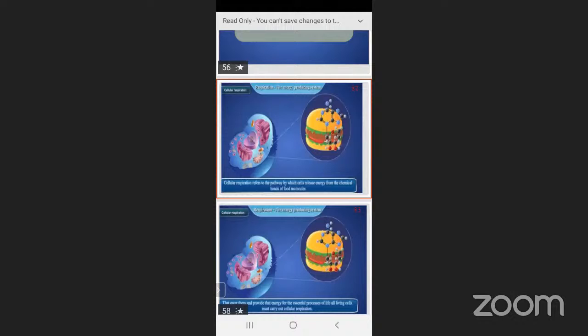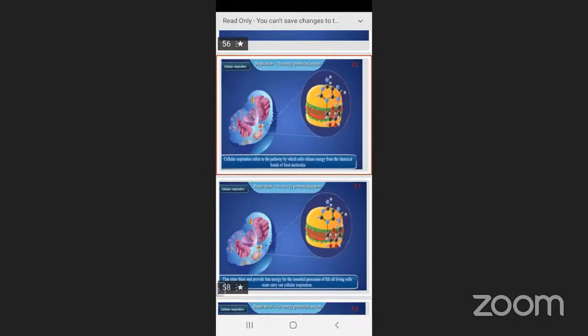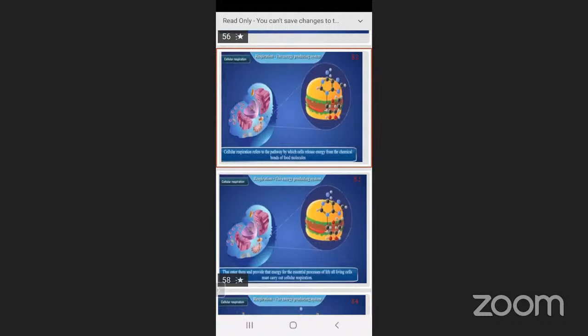Okay, so here it is showing the mitochondria, because as you know, mitochondria is the powerhouse of the cell. The energy, the power, is stored in mitochondria. Mitochondria is one of the cell organelles.